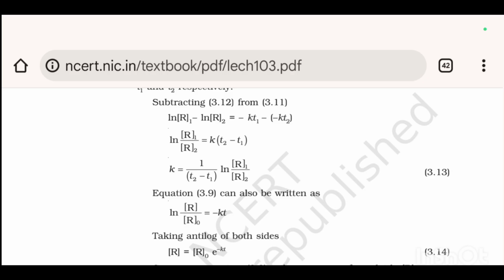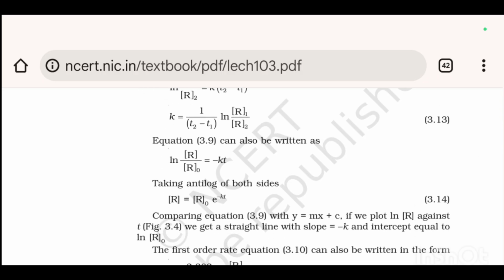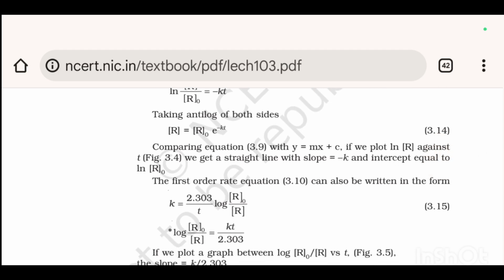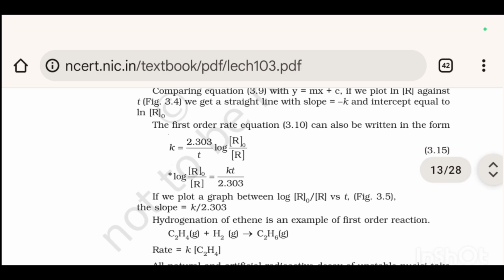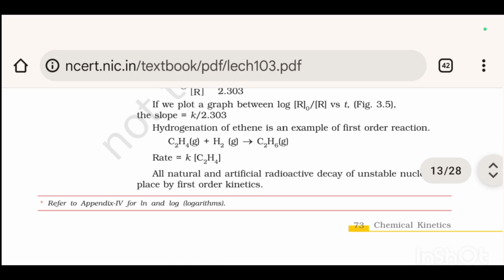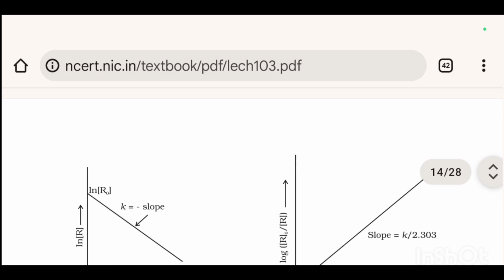This equation can be written as ln R upon R naught equals minus kt. Taking antilog on both sides, R equals R naught e raised to the power minus kt. Comparing this equation with y equals mx plus c, if we plot ln R against t, we get a straight line with slope minus k and intercept equal to ln R naught. The first order rate equation can also be written as k equals 2.303 by t log R naught upon R, or log R naught by R equals kt divided by 2.303. If we plot a graph of log R naught by R versus t, the slope equals k upon 2.303. Hydrogenation of ethene is an example of a first order reaction. All natural and artificial radioactive decay of unstable nuclei takes place by first order reactions.